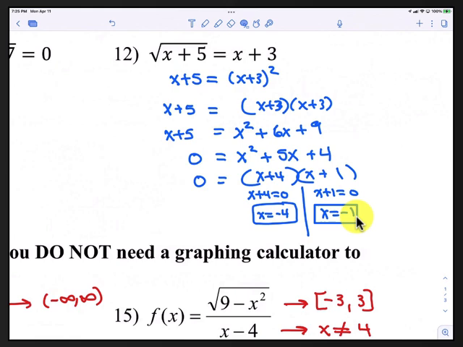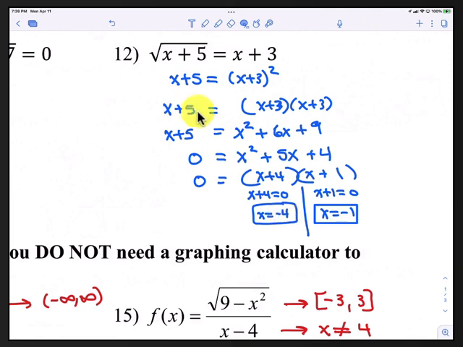If we plug in -1, let's see what happens. So plugging in -1 for both x's, -1 plus 5 is 4, and the square root of 4 is 2. So we have 2 on the left. And negative 1 plus 3 is also 2 on the right. So negative 1 does work.